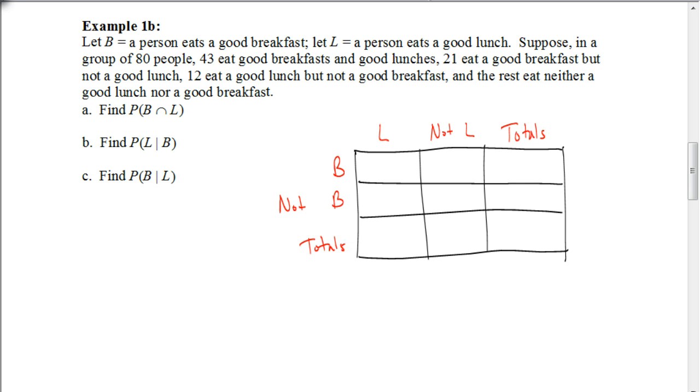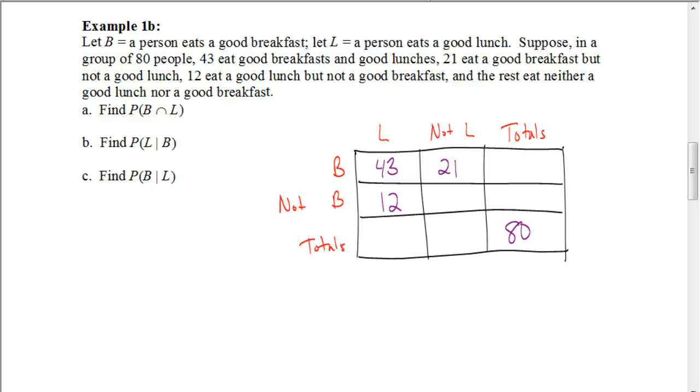Now we're going to fill in the table. For this one, it says, suppose in a group of 80 people, okay, so right off the bat, I know that there's 80 people. 43 eat good breakfasts and good lunches, so 43 would go here. 21 eat a good breakfast but not a good lunch, so that would go right here. So that's 21. 12 eat a good lunch but not a good breakfast, so that would go here. Now we can use this information to fill out the rest of our table, and we're going to use that then to find the answers to these three pieces.